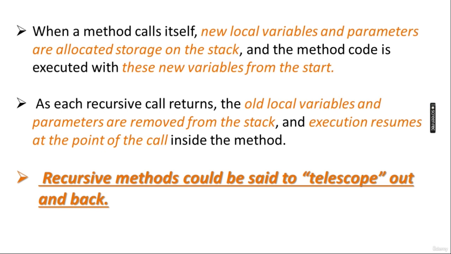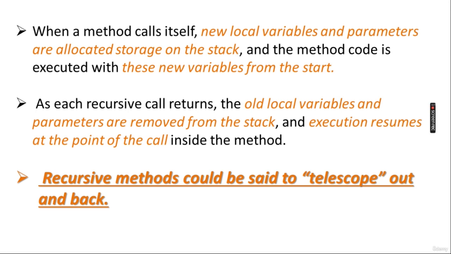So the method will call itself the first time. 3 will be inserted onto the top of the stack. Then again fact of n minus 1, 3 minus 1 is 2. So that new variable 2 is put onto the stack after 3. So the first entry of the stack is 3, the second entry of the stack is 2. Then again the next entry, because n is not equal to 1, so 2 minus 1 is 1. So the third entry will be 1. So 3, on that 2, and on that 1.